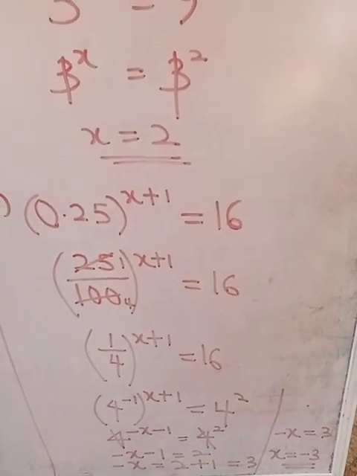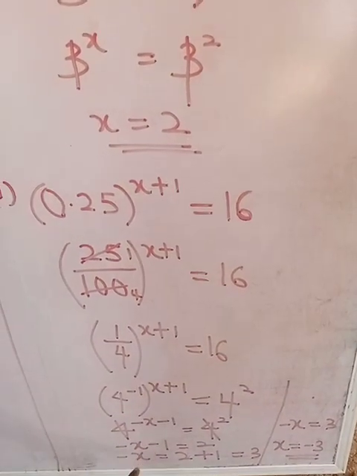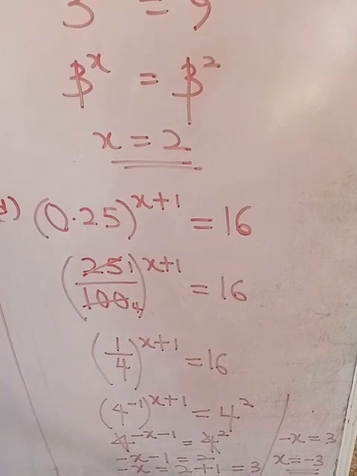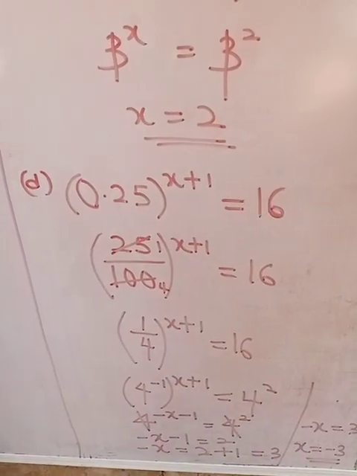So you cut the bases, the base here and the other one, then the powers are equated. You collect like terms. Minus 1 goes to here and becomes plus 1, minus x equals 2 plus 1, 3, and x will invariably be minus 3.